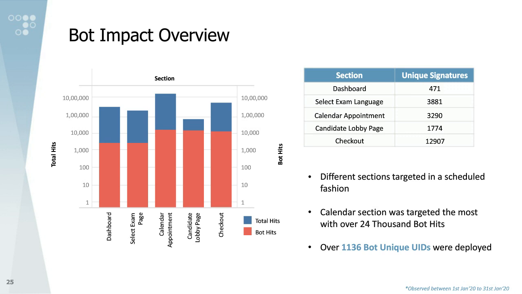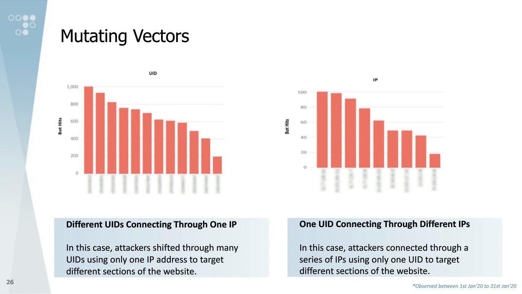Different sections were targeted in a scheduled fashion, you can see here. The calendar section was targeted the most with over 24,000 bot hits. And during the attack, 1,136 unique bot user IDs were deployed. The detection challenge is not only to block the spoofed IPs, but also to block one IP that appears to arrive from multiple device IDs or user agents, which you can do with a device fingerprint.